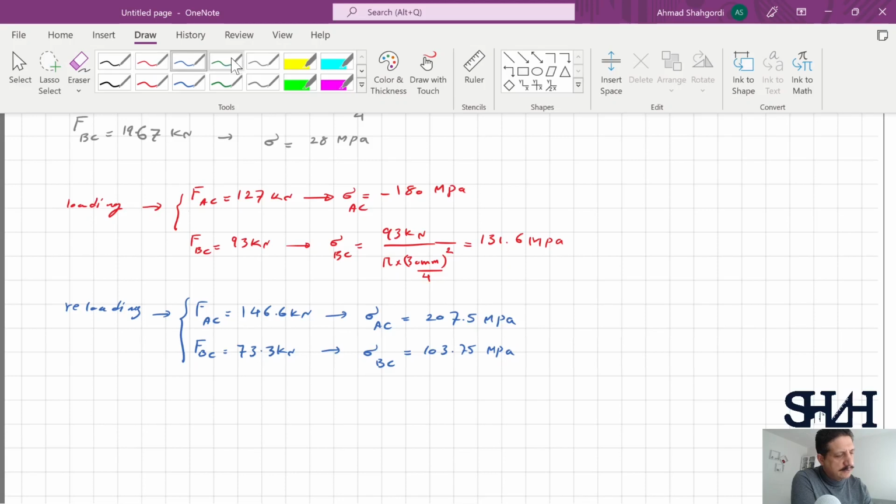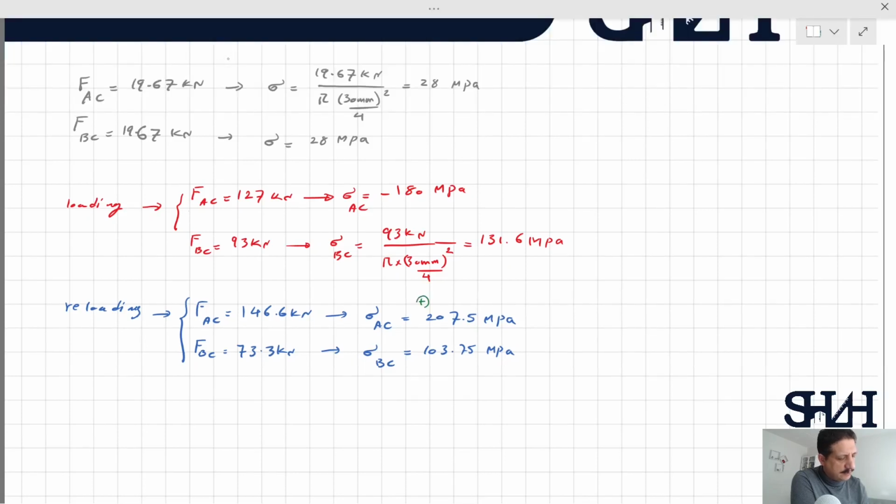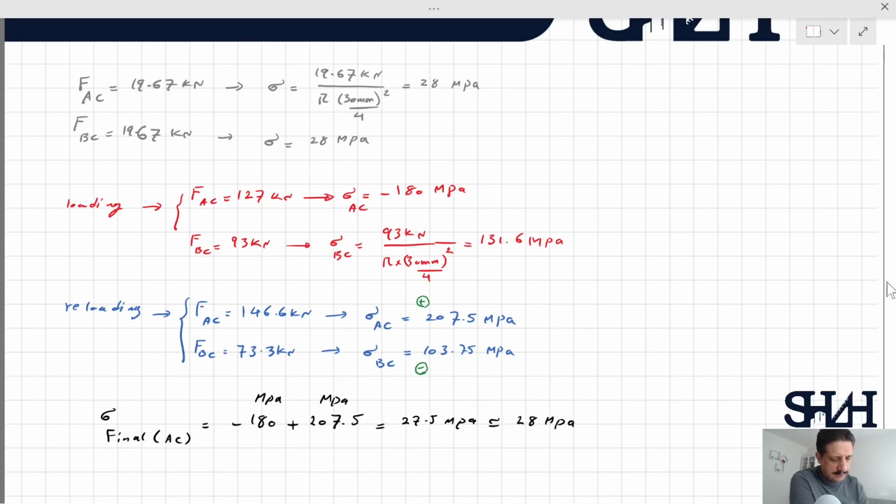As far as the load is in the other direction, this is positive in tension, this is negative in compression. And if we sum these two, sigma final for element AC should be 180 in compression plus 207.5 megapascal in tension. So 207.5 minus 180 is 27.5, which is almost 28 megapascal that we calculated earlier.